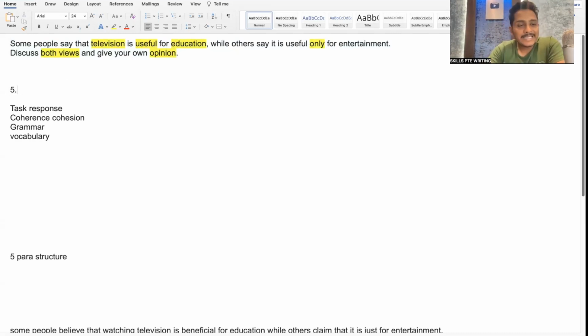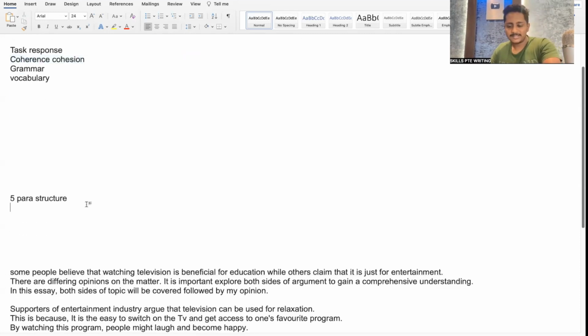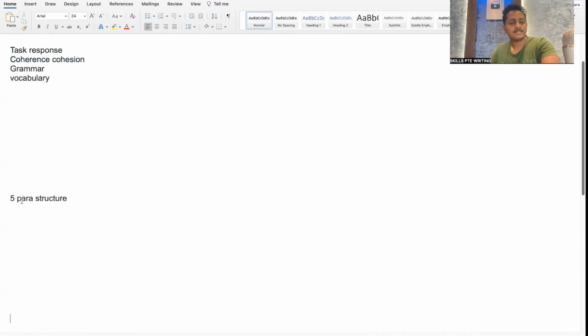This is the subtlety involved. This is the thing with respect to the task response. Read the question carefully and answer. With respect to task response, this is what task response is. Coherence and cohesion is all about external structure and internal structure. What is this external structure? This question, discuss both the views and give your opinion, will be a 5 para external structure. So what exactly I mean by this?